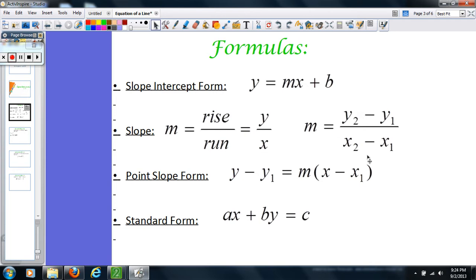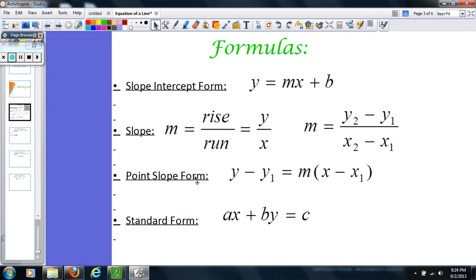All that really matters here is that the x is on the bottom and the y is on the top. Whichever one you put first, whether it's y2 or y1, does not matter, as long as on the bottom, if you put y2 first, x2 has to come first. If you put y1 first up here, then x1 has to come first down here. And that will give you the slope, if you're given 2 points on a line but you don't have the slope.